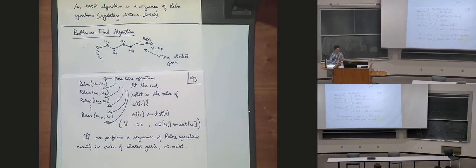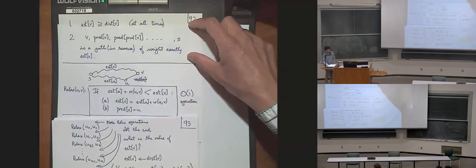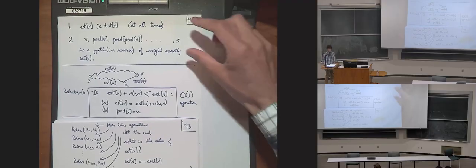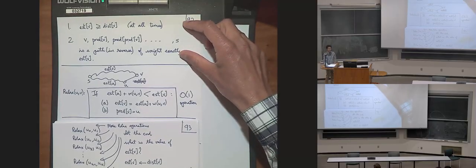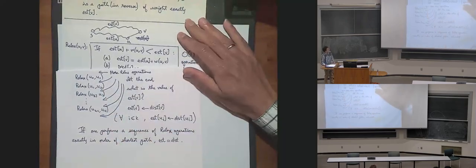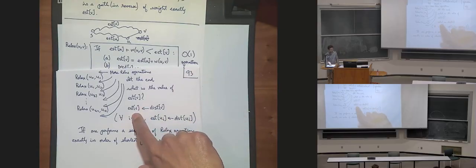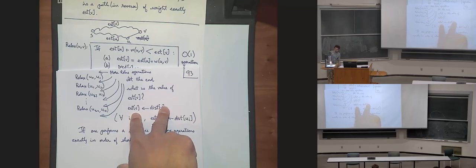The same thing, right? Because relax is a safe operation. It doesn't change the invariant. We just argued that the nice thing about the relax operation is that this invariant is always true. So this never changes, which means that by doing extra relax operations on top of the shortest path, we still get that the estimate is going to be equal to the distance. Is that clear?